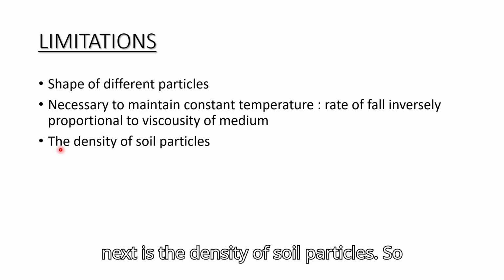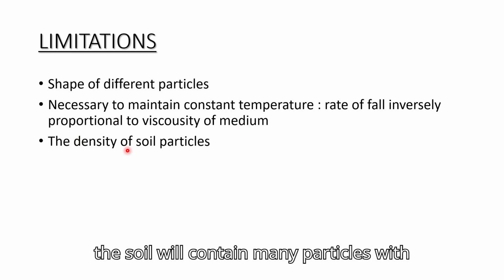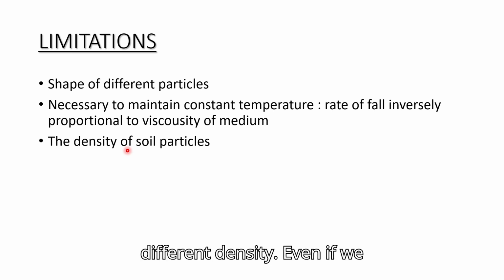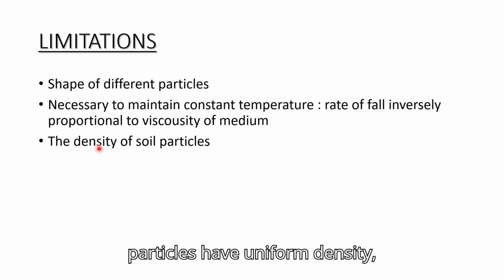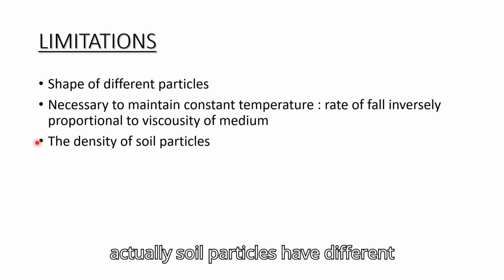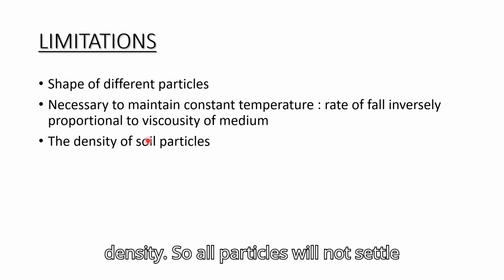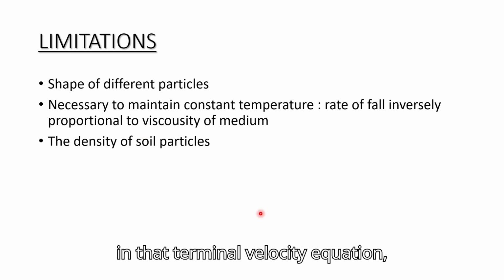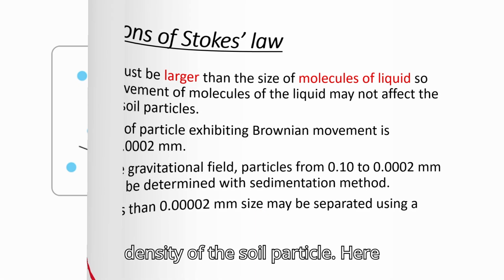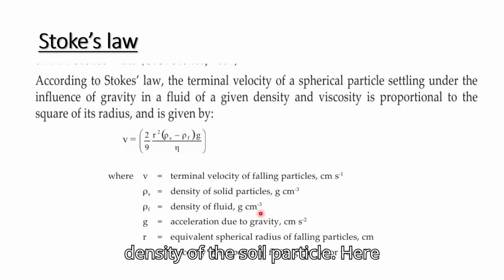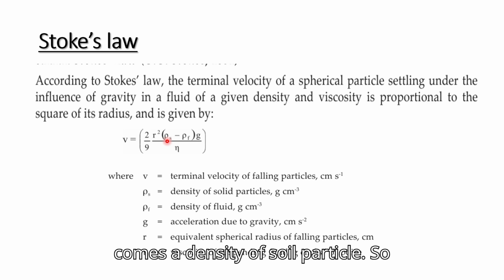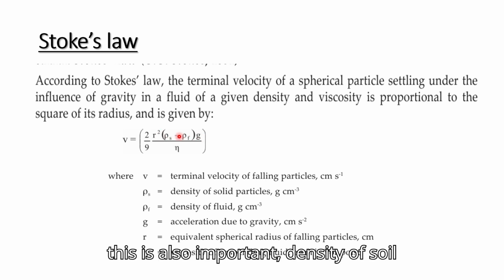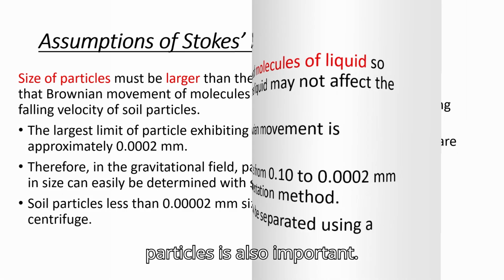The next is the density of soil particles. The soil contains many particles with different densities. Even if we assume the soil particles have uniform density, actually soil particles have different densities. So all particles will not settle at the same rate, because in the terminal velocity equation, the density of the soil particle comes in. So this is also important. The density of soil particles is also important.